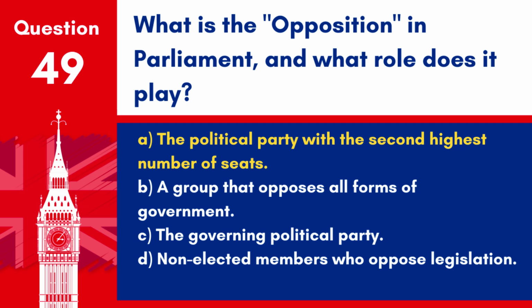Answer: A. The political party with the second highest number of seats. The opposition in Parliament, typically led by the leader of the second largest party, plays a critical role in scrutinizing the government's actions, providing alternative policies, and ensuring that the government is held accountable.